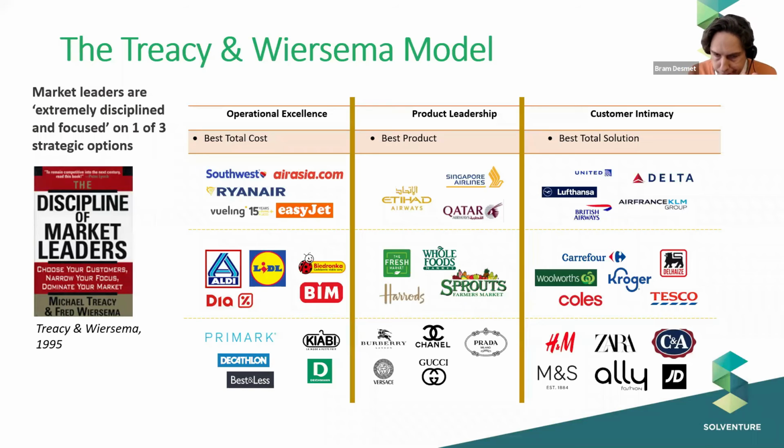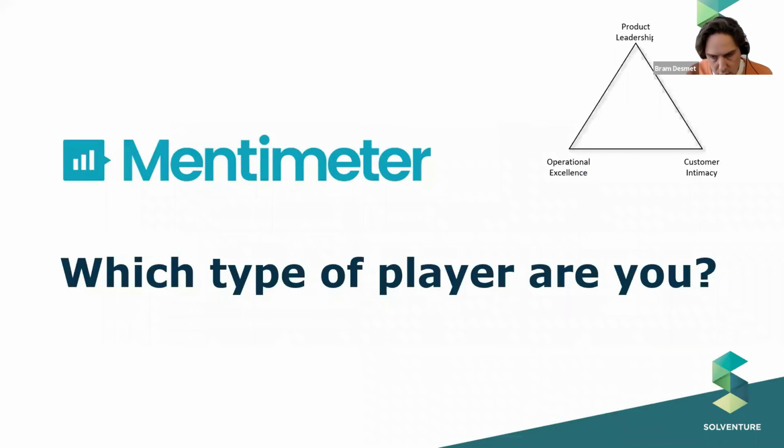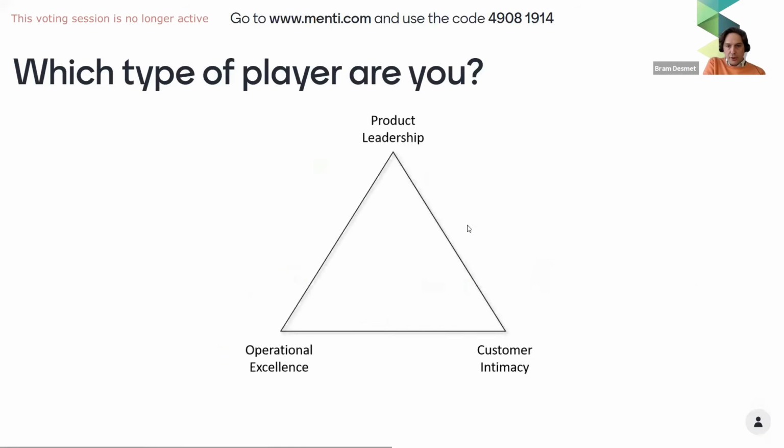So that's a strategy model, 3C and Wiersema, and it's about, okay, how do we make choices? And just another test through Mentimeter. What type of player are you? And you can plot the dot somewhere in the triangle, because I often see we are a combination of product leadership and customer intimacy. Well, you can put your dot wherever you want. If you think, no, we are clearly operational excellence, you can indeed put it there.